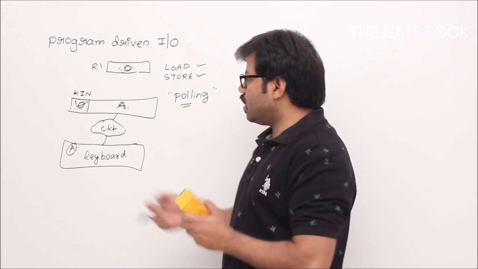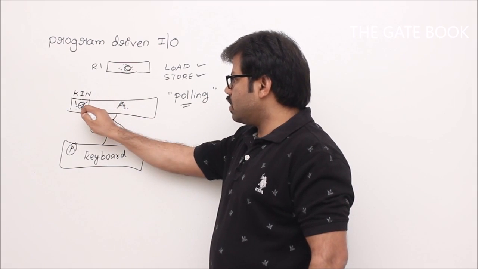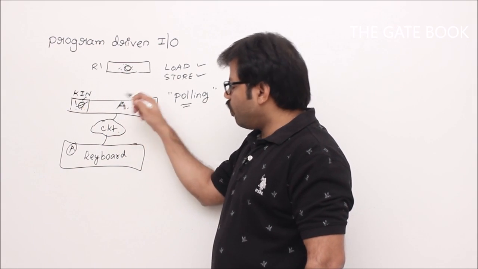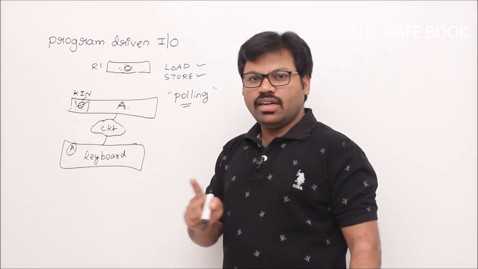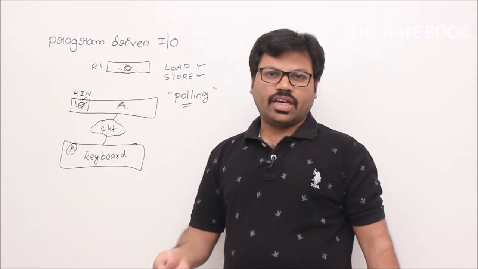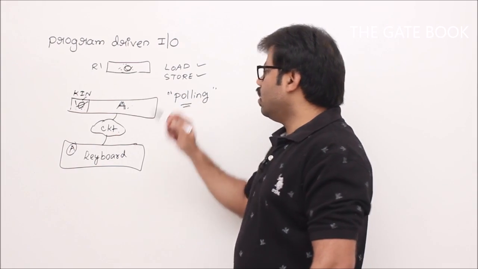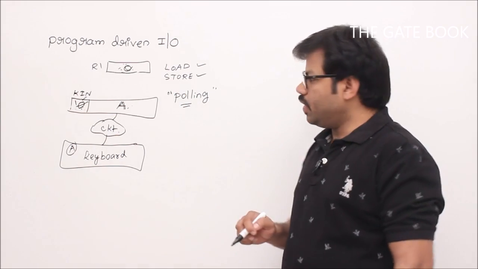So here your processor is checking this bit always, whether data is available or not. After that, in the next instruction again you are checking. Next instruction again you are checking, until data is really available, correct? This process is polling.